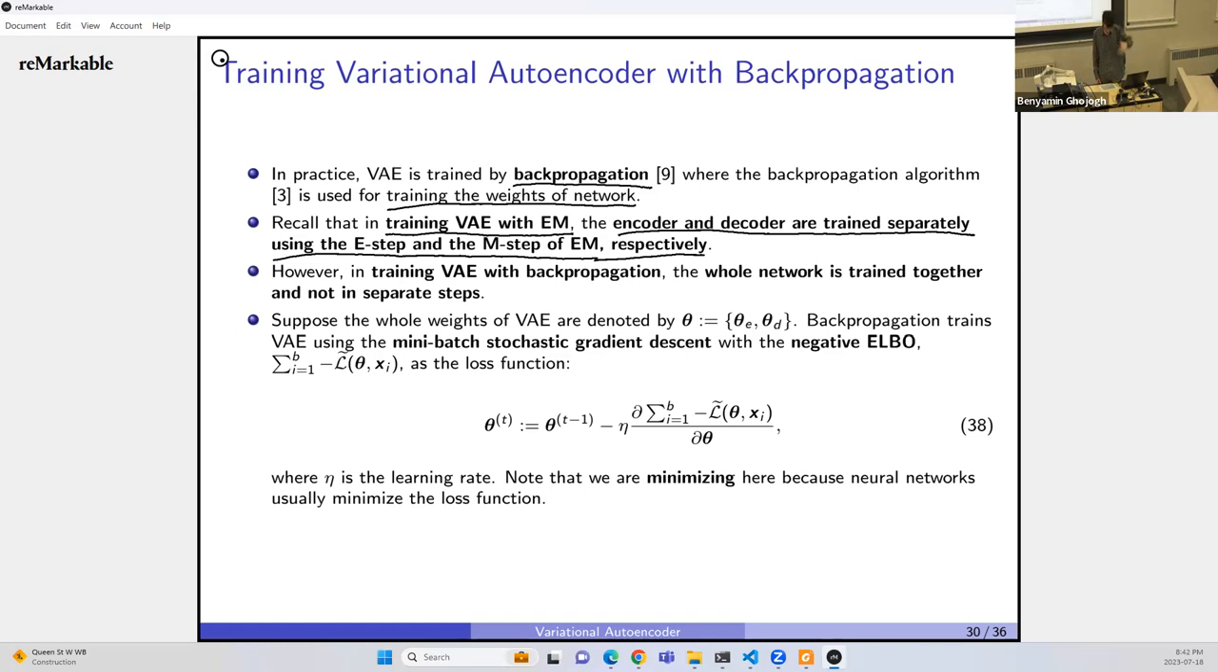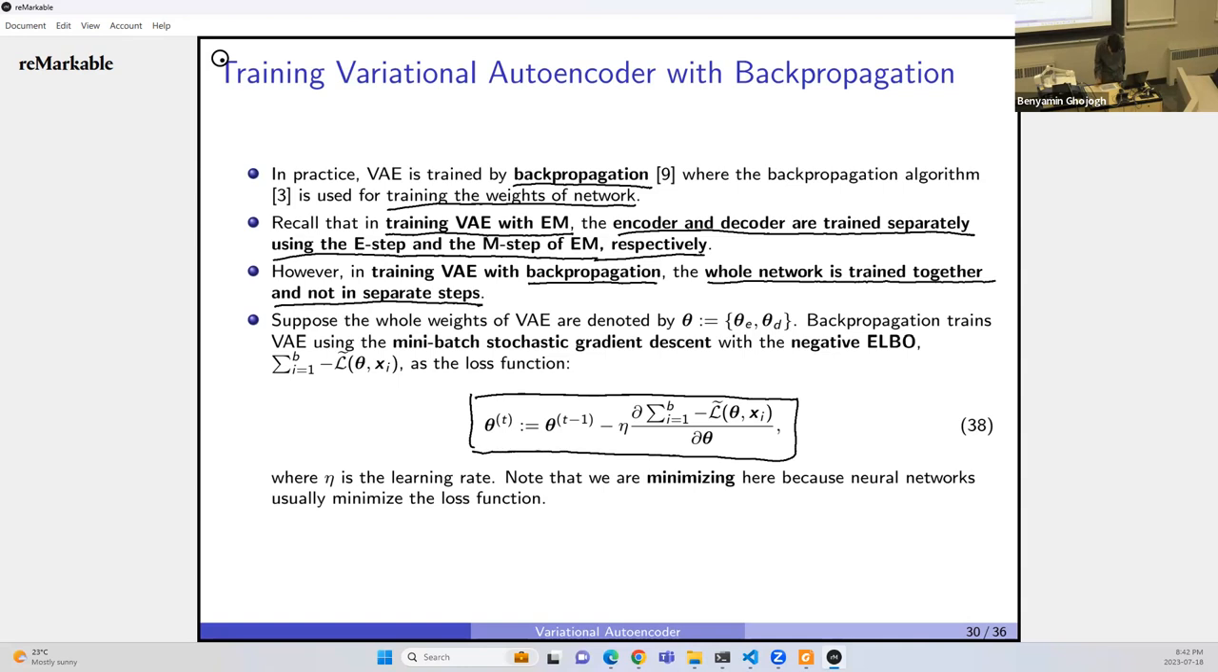They were separate steps. Here, it says that when we want to train it by backpropagation, we can also relax it further. We're always relaxing things, simplifying it. Let's consider the whole network together and not in separate steps. So you will have only one loss function now. You aggregate the parameters of the encoder and decoder as theta. Then you always maximize the ELBO, or minimize minus ELBO, over the mini batch.